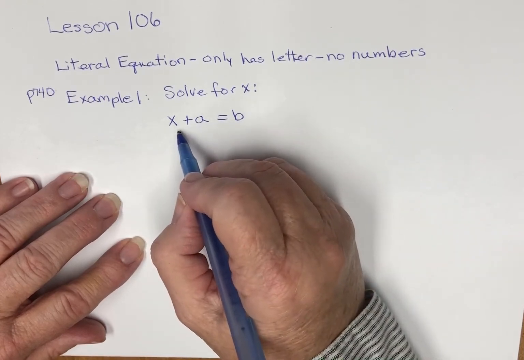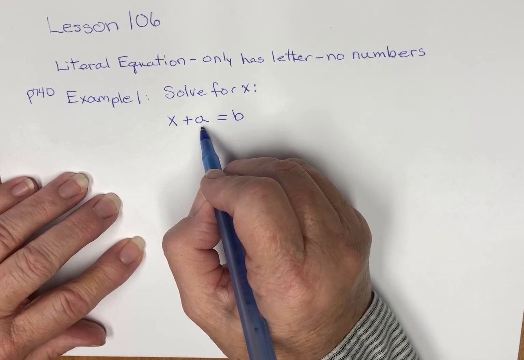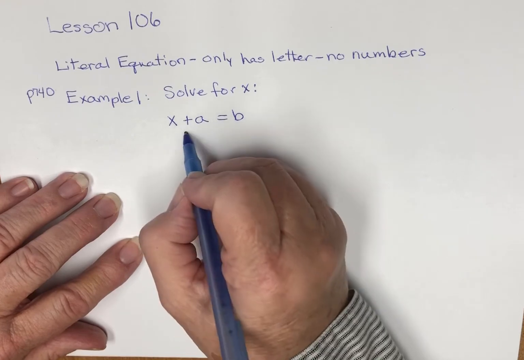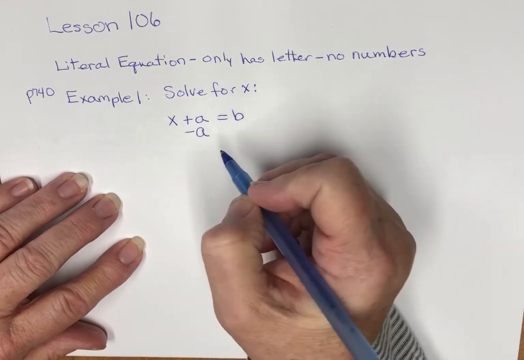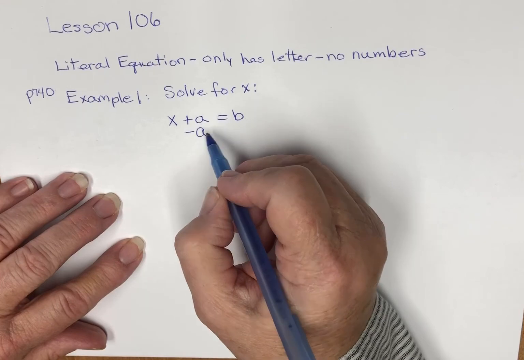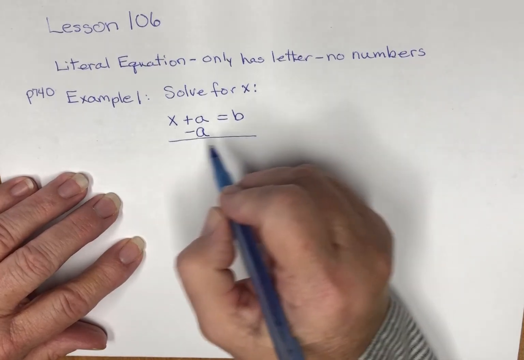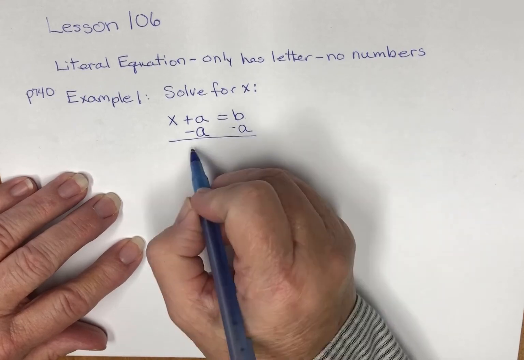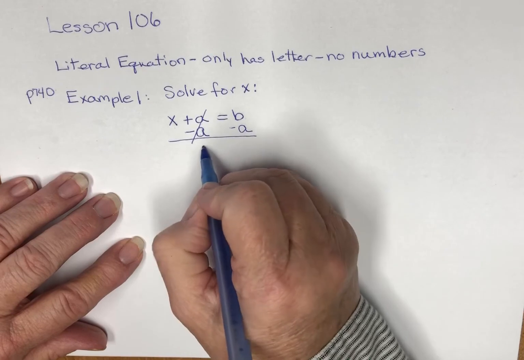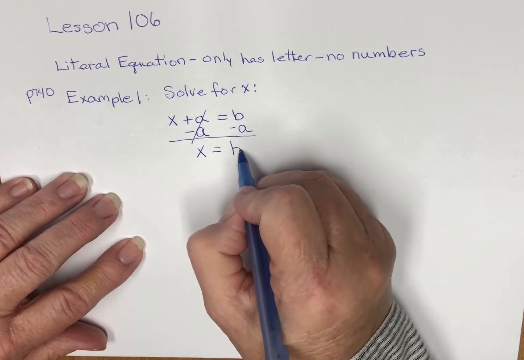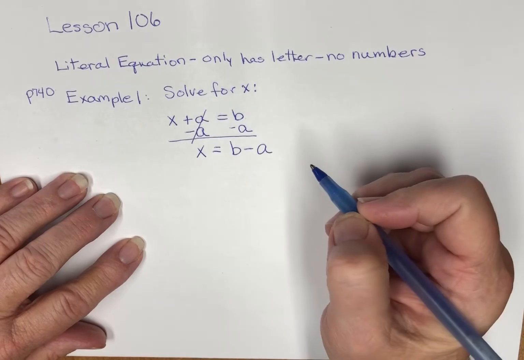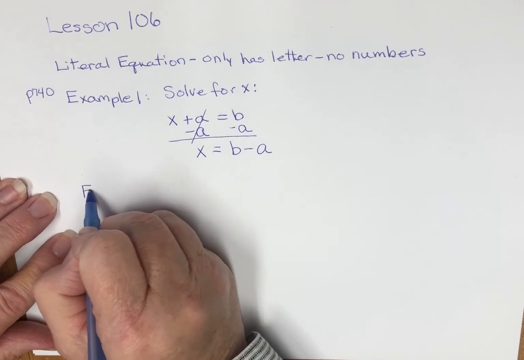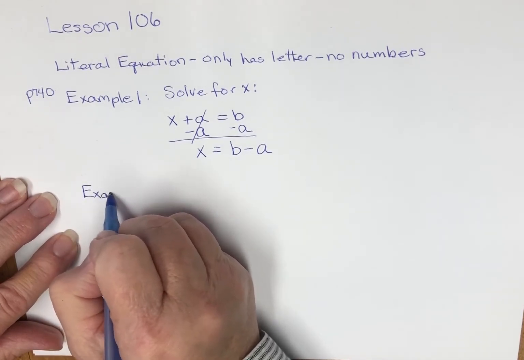So if this did say x plus 3 equals 8, what would I do with this 3 that would be here? Well, I would subtract it. And that's exactly what I do here. A minus a is equal to 0. And if I subtract it from this side of the equation, I also subtract it from this side of the equation. So this becomes 0. X is going to be equal to b minus a. And that is going to be my answer. Follows the same rules that we followed for everything else we've done this way.